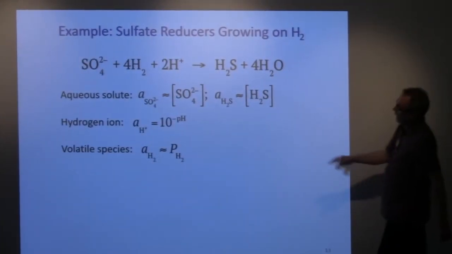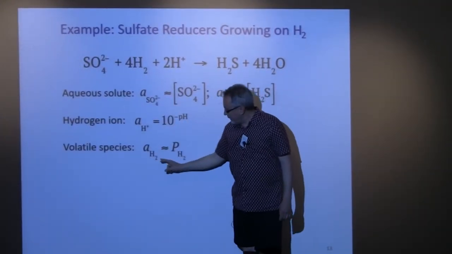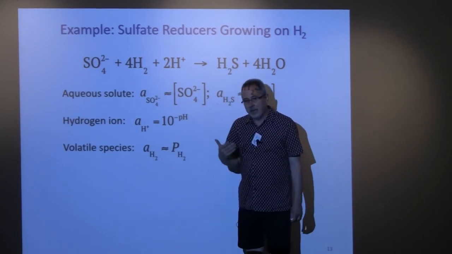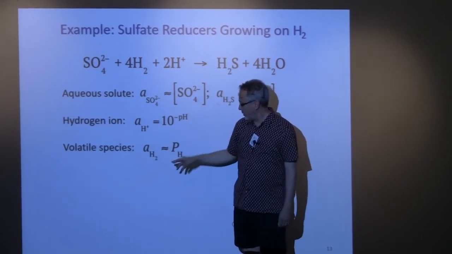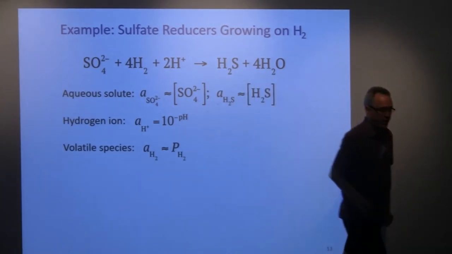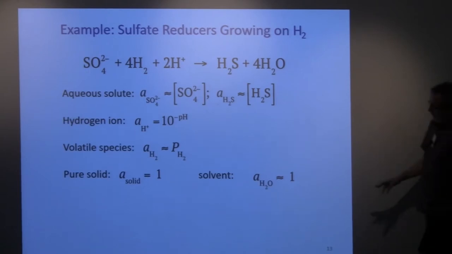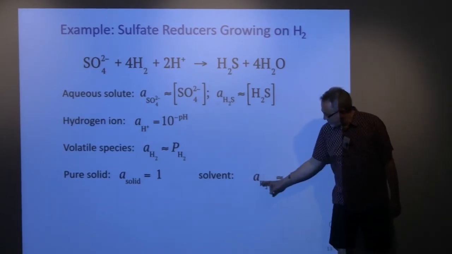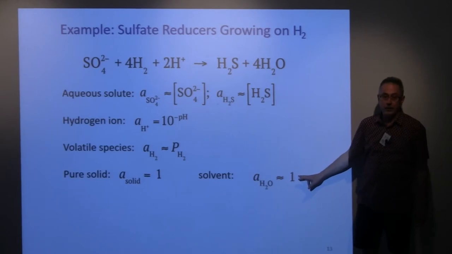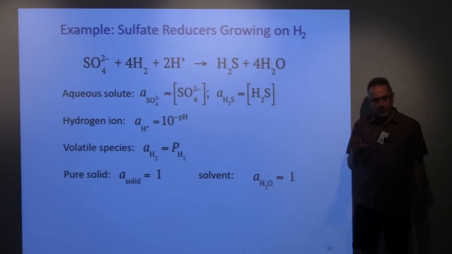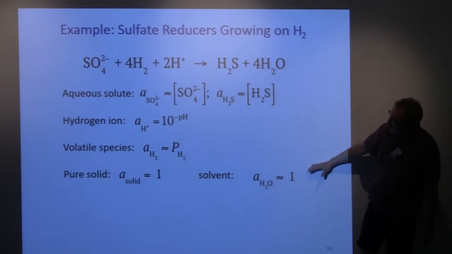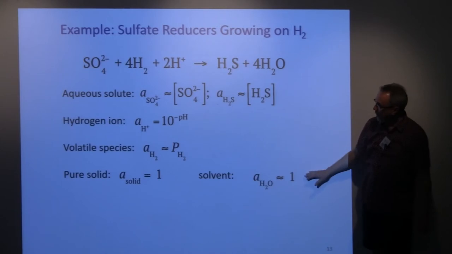Volatile species, like hydrogen, in a sufficiently low pressure environment, like most atmospheric environments, the activity is equal to the partial pressure of the hydrogen. And then if you also have solids, for pure solids, the activity is 1. And then the solvent. If you have a dilute solution, the activity of the solvent, the way it's defined, is equal to 1. If you take, for instance, seawater, the activity of water is no longer equal to 1. It's about 0.98. But if we take freshwater environments, say a groundwater environment, you can typically apply this.